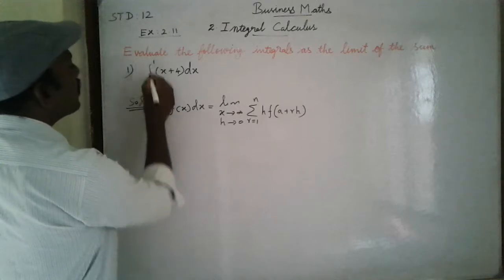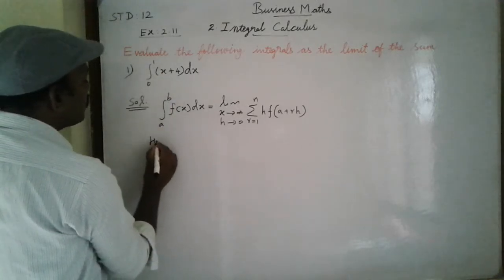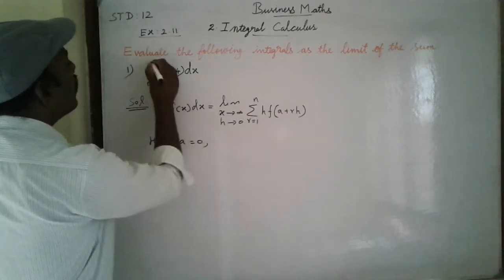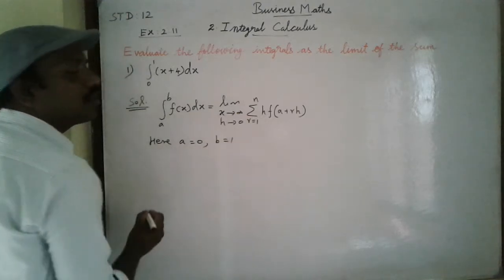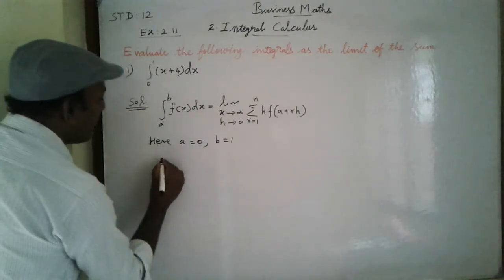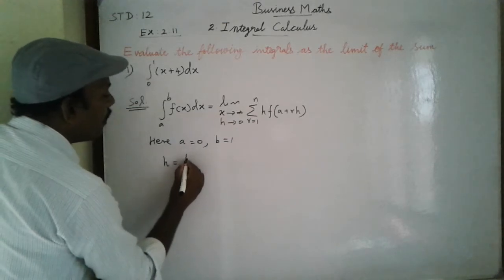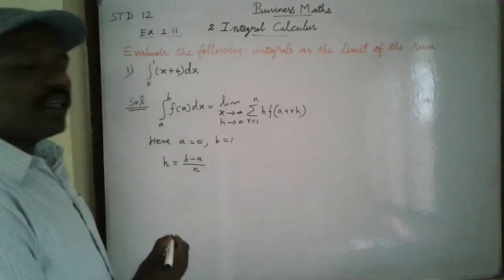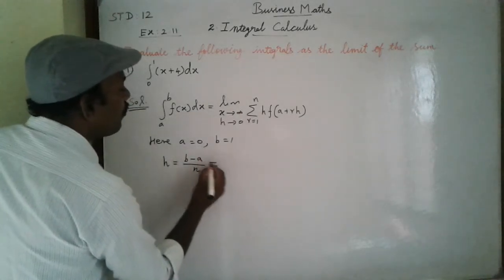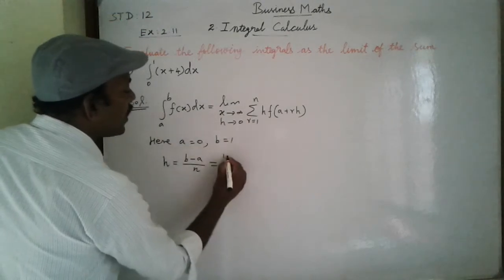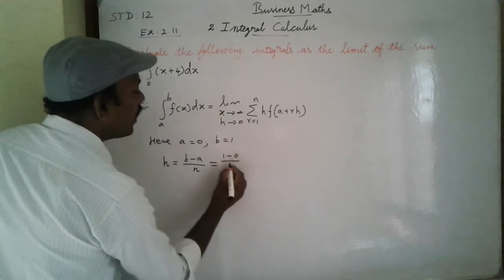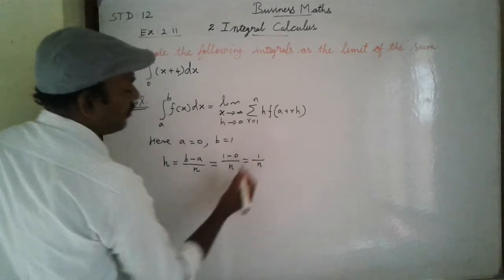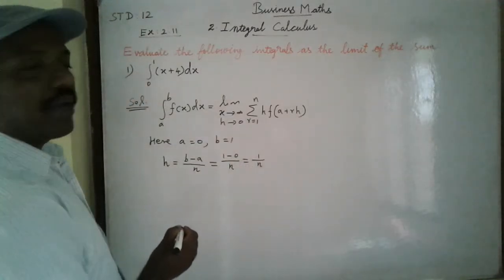Here, compare this integral. The value of a is 0, and b is equal to 1. So h is equal to b minus a divided by n, that is the h formula. That is equal to 1 minus 0 divided by n, so 1 minus 0 is 1 divided by n. So h is 1 by n.